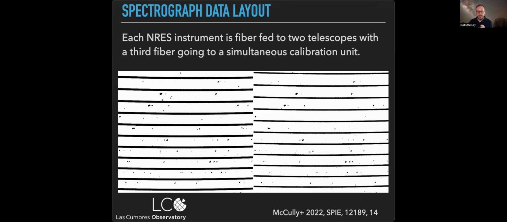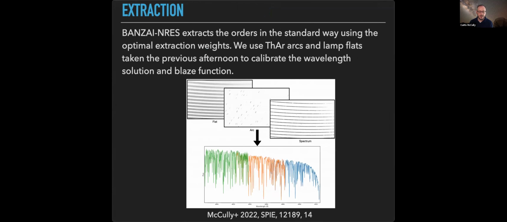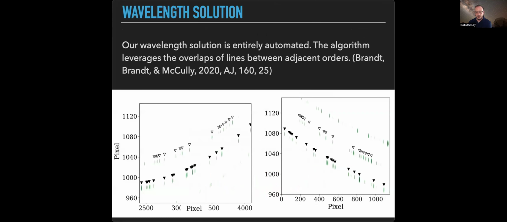So, yeah, two science fibers, a calibration fiber. So we have to be able to handle that in the pipeline. The extraction is done in a standard way. It's done just using optimal weighted extraction. And we take the blaze function out of just a lamp in basically the standard way. So we use thorium argon arcs for our wavelength solution. Something I just want to point out quickly is that for our wavelength solution, we take advantage of an algorithm that one of my students came up with, along with Tim Brandt. He's now in Maryland, I think.